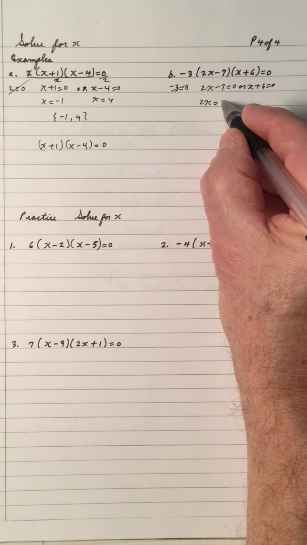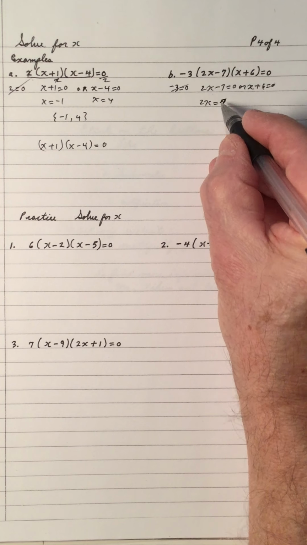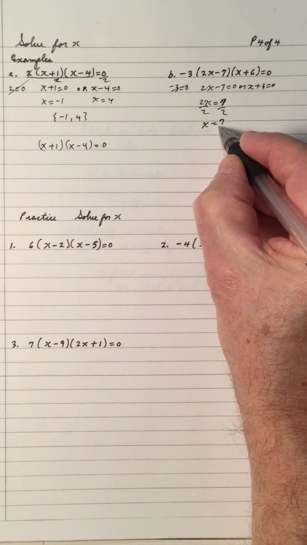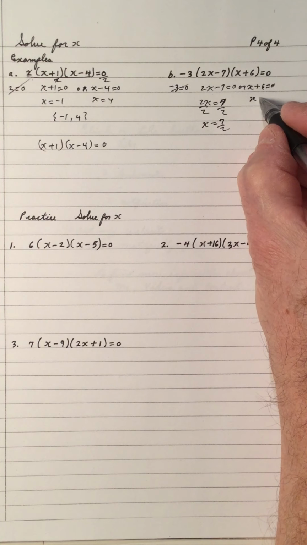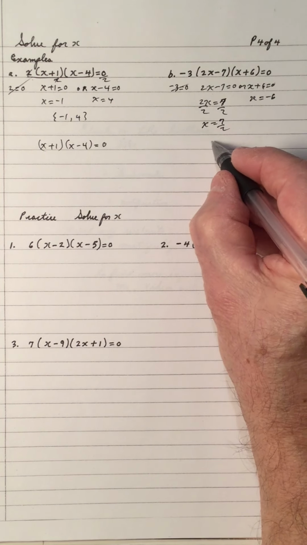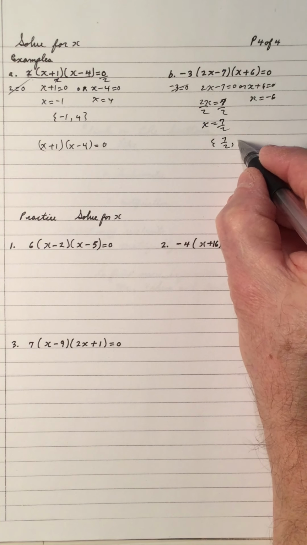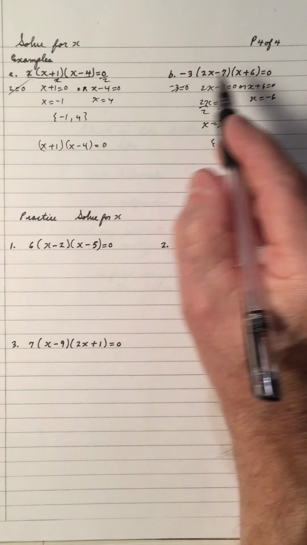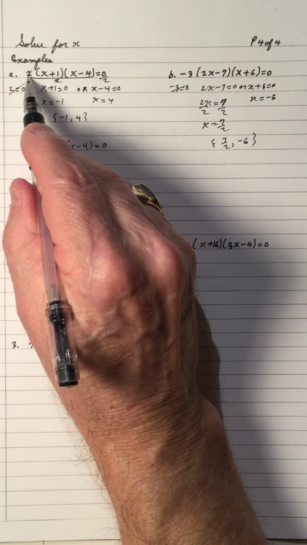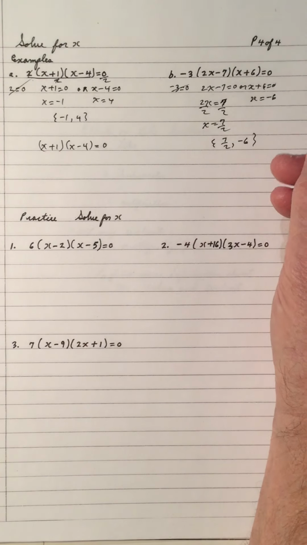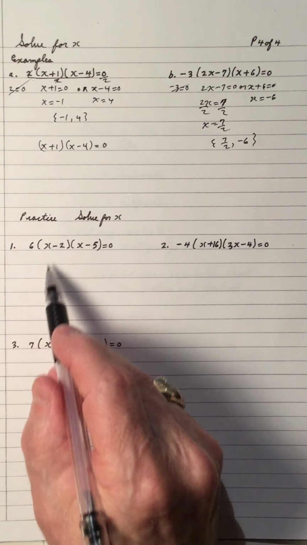So 2x equals 7. Divide by 2. x is 7 over 2. And x equals negative 6. So the two solutions are 7 over 2 and negative 6. So I just did a little bit extra here, putting the 2 in front of these, to show you that it does not affect the answer. And I have 3 more to do.